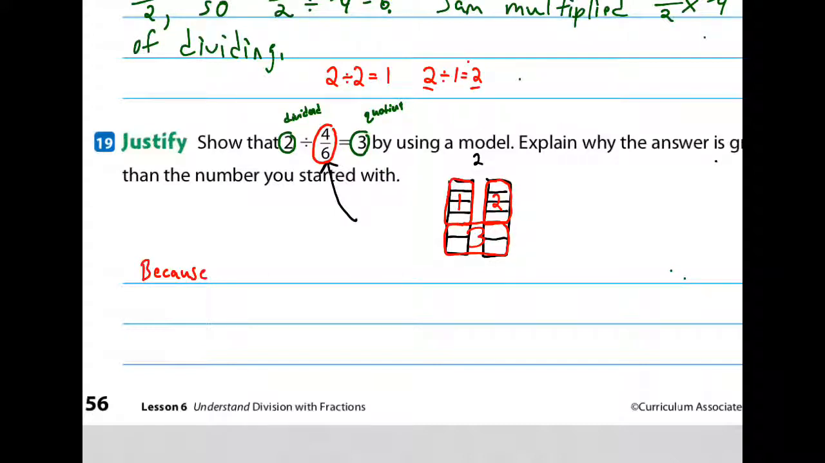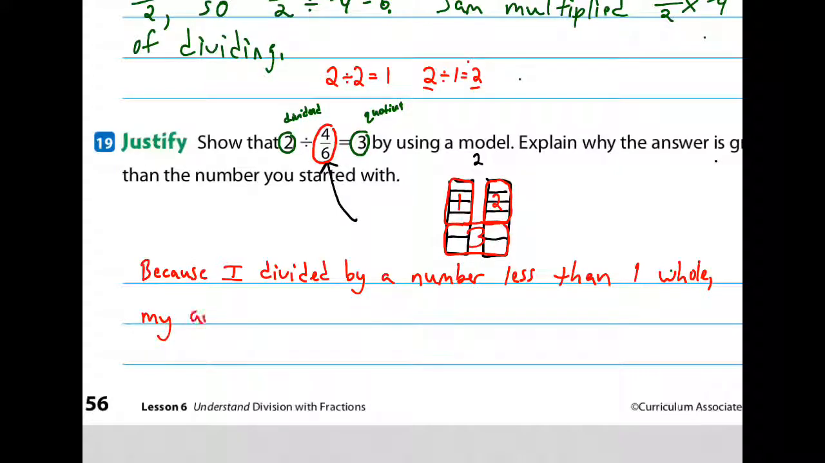Because I divided by a number less than 1, I'll say less than 1 whole, my answer is greater, oops, is greater than where I started, or than what I started with.